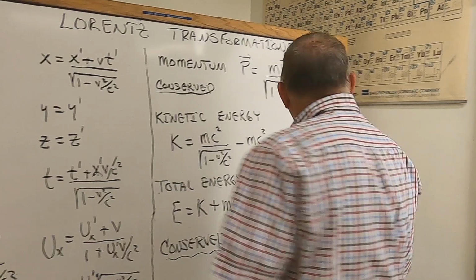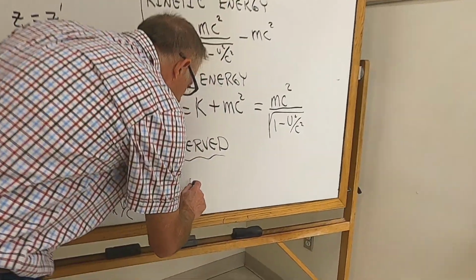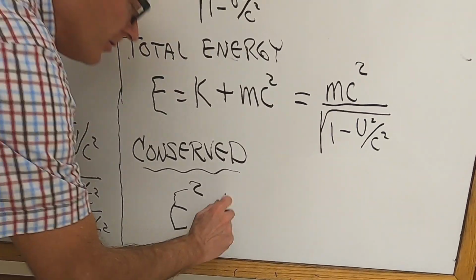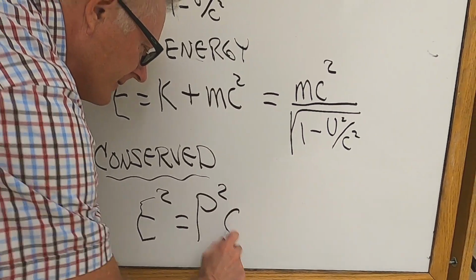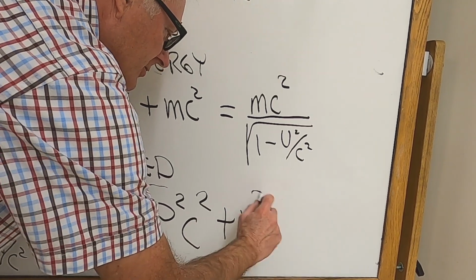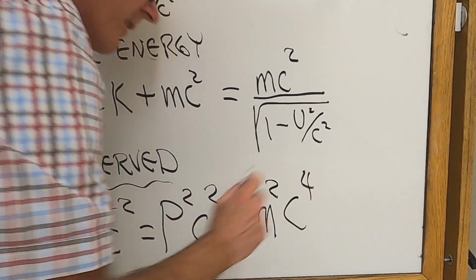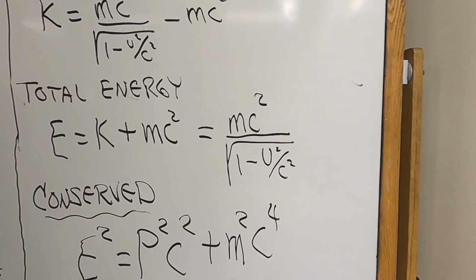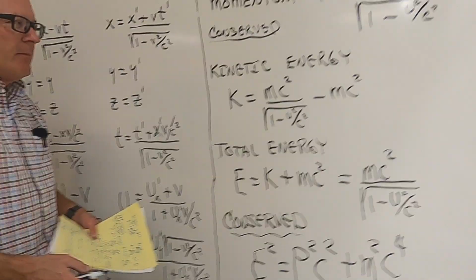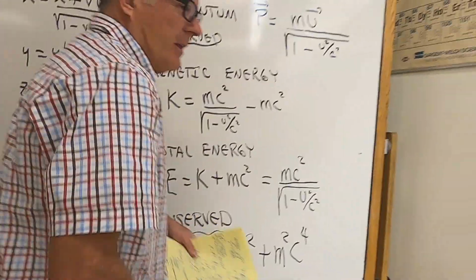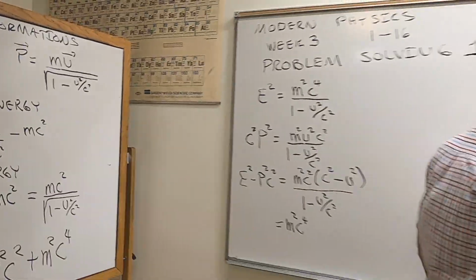It's so useful. It's one of our most useful equations. I'm going to write it down right here. E squared is equal to p squared c squared plus m squared c to the fourth. Since this is something that's conserved and that's something that's conserved, it makes these problems a lot easier. Okay, so now we have that formula. You'll be using it a lot.